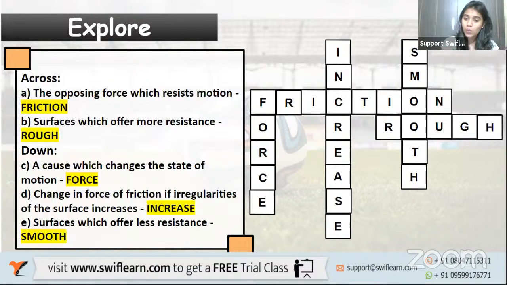Now, a force which changes the state of motion is force, right? You require a force to change any object's motion. Now, a change in force of friction if irregularities of the surface increase. The surface which offers less resistance is smooth. The surface which offers high resistance is rough.